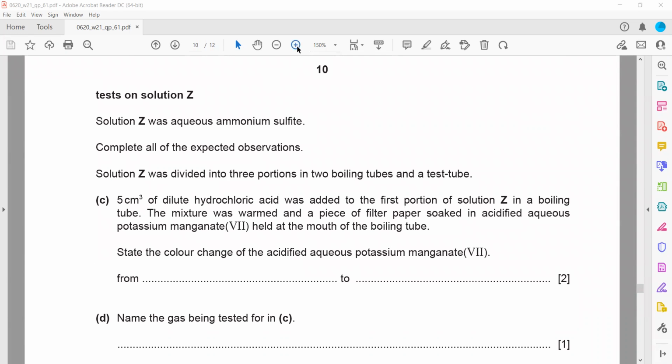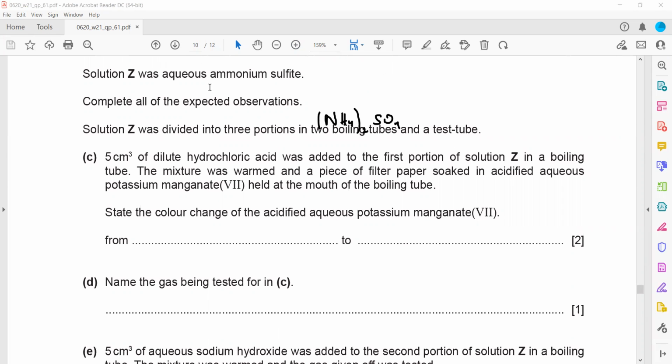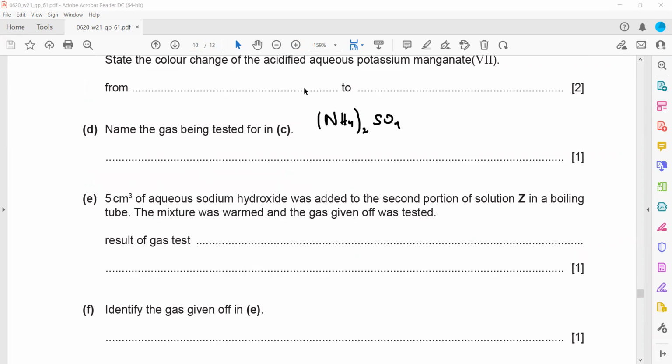Then we have another solution, solution Z. They already mentioned it is ammonium sulfate. So an ammonium salt is there. It contains an ammonium ion and it contains a sulfate ion. Complete the expected observation. We have to complete the observation according to the salt, which we know is ammonium sulfate.